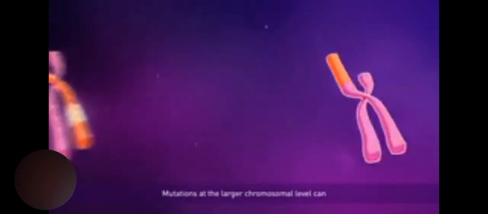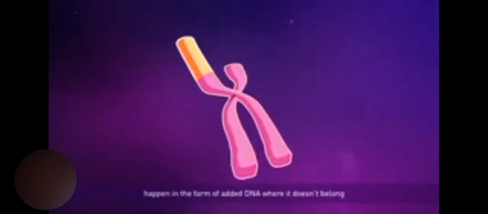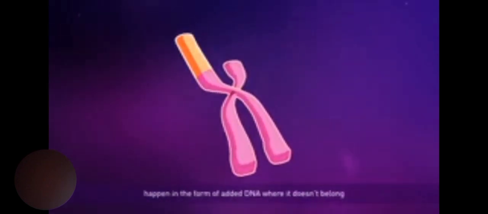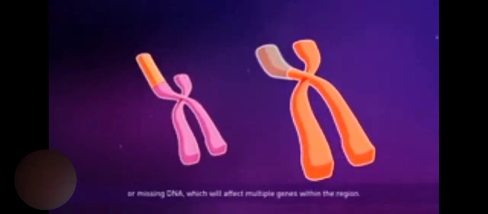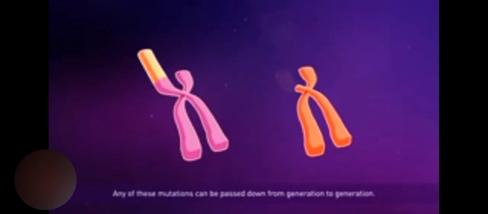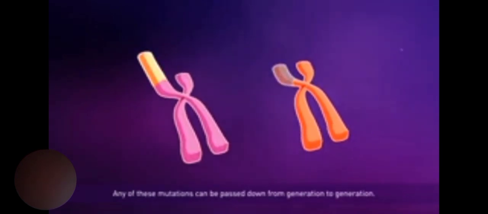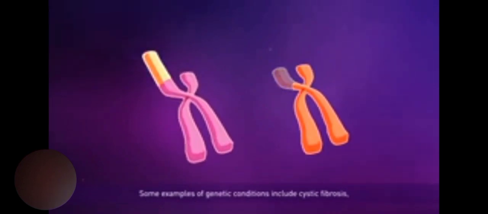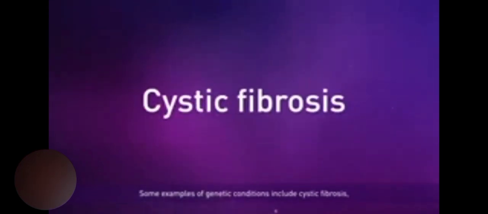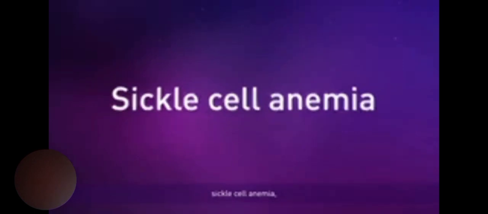Mutations at the larger chromosomal level can happen in the form of added DNA where it doesn't belong, or missing DNA, which will affect multiple genes within the region. Any of these mutations can be passed down from generation to generation. Some examples of genetic conditions include cystic fibrosis, sickle cell anemia, and hemophilia.